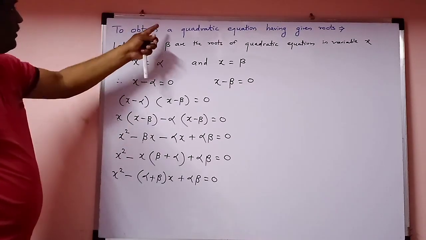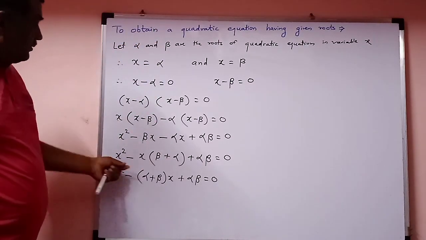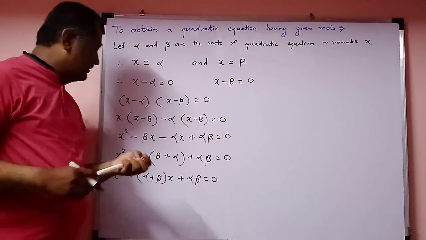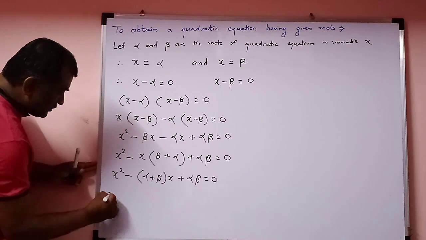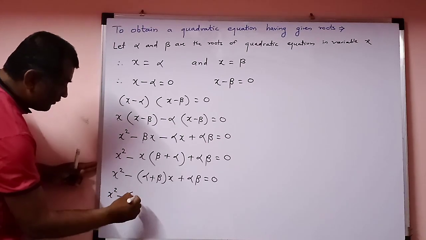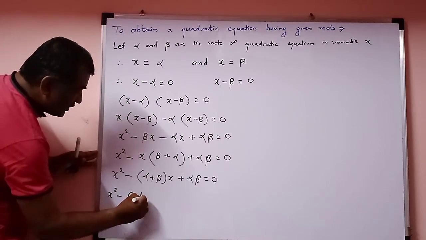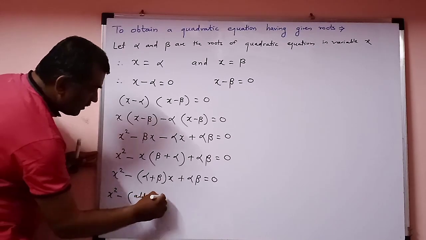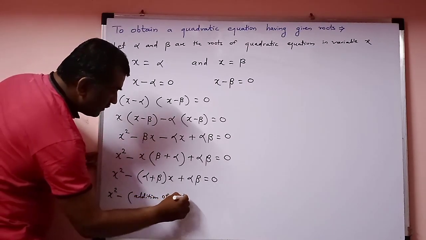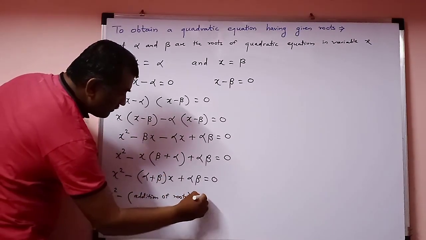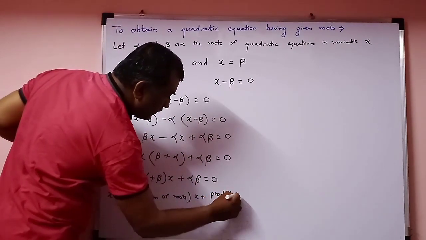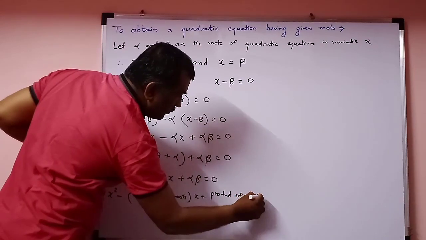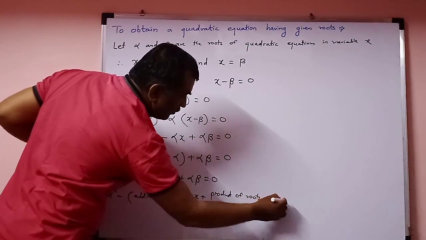Then when the value of alpha and beta is given, then write the quadratic equation as x square minus into bracket addition of roots into x plus product of roots is equal to 0.